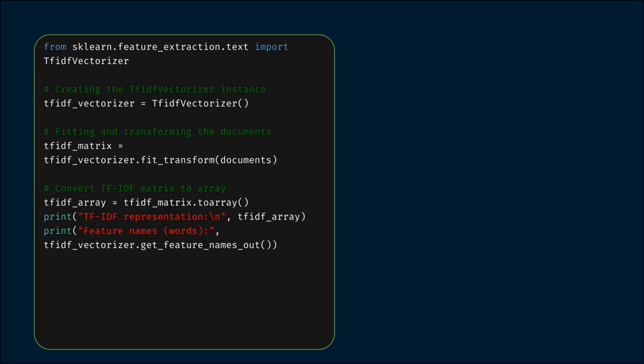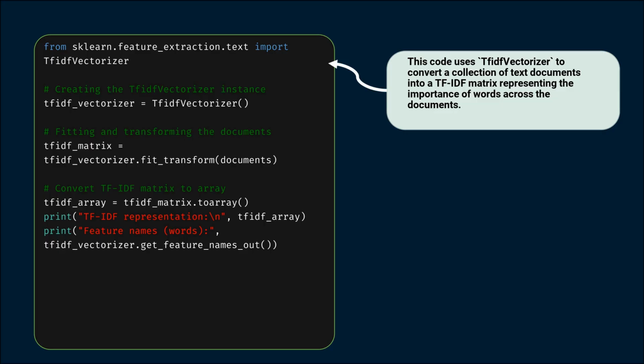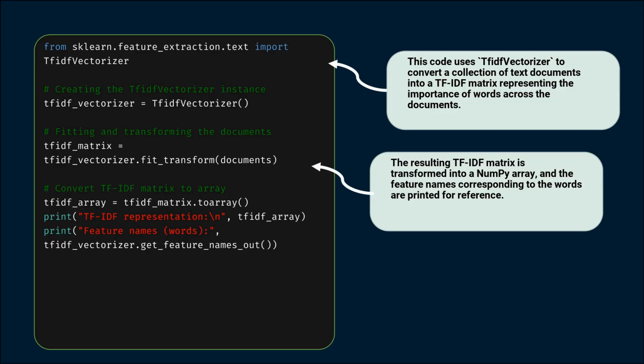Now, let's implement the term frequency, inverse document frequency, or TF-IDF model, which helps us enhance our text representation by weighing the importance of words in relation to the entire document corpus. First, we need to import the TfidfVectorizer class from the sklearn.feature_extraction.text module. Then, we'll create an instance of this TF-IDF vectorizer, which will transform our sample documents into their TF-IDF representation.